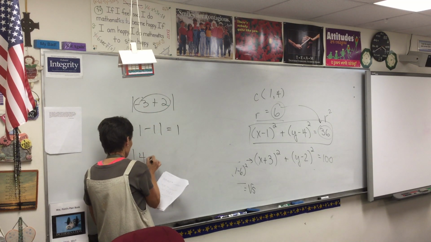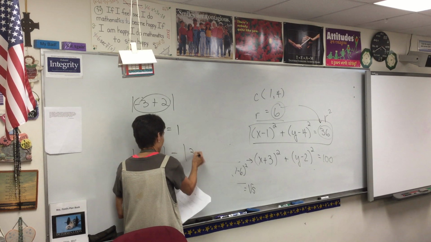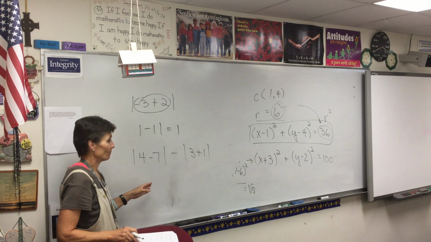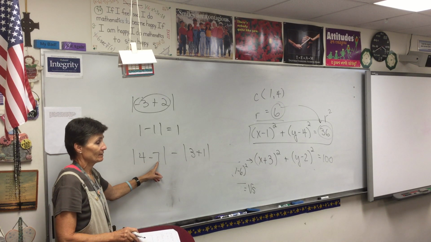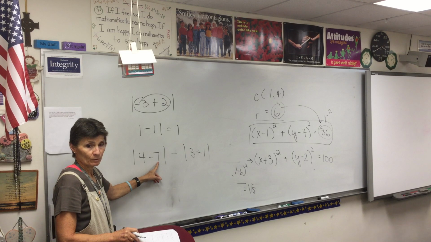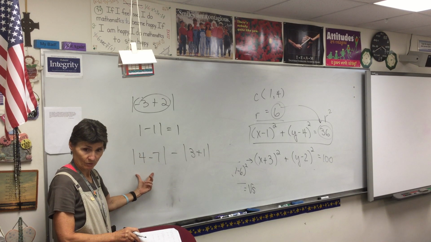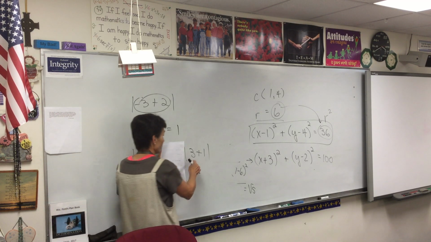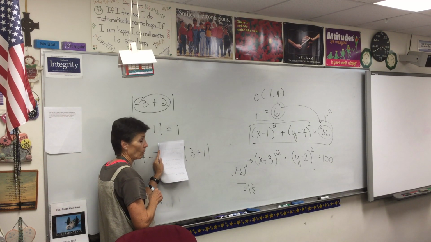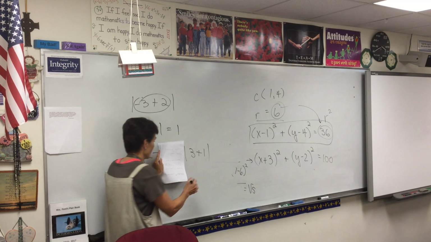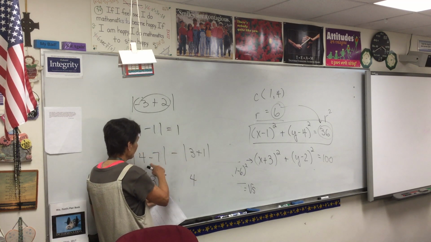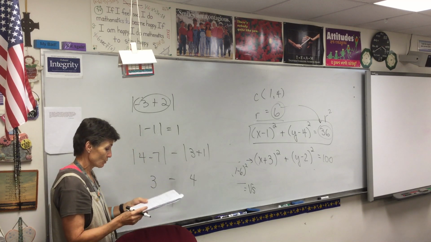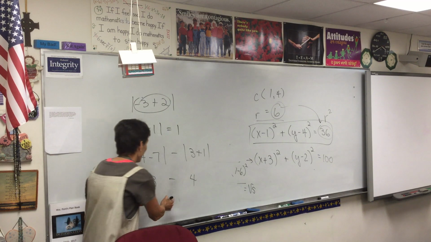All right, how about the next one? A little bit tricky. Don't be scared. Here we go. What's 4 minus 7? -3, but it's inside absolute value, so it would be 3. What is 3 plus 1? 4. Absolute value is just 4. Now what are we doing with those two numbers? Subtracting them. So the answer to the question is -1.